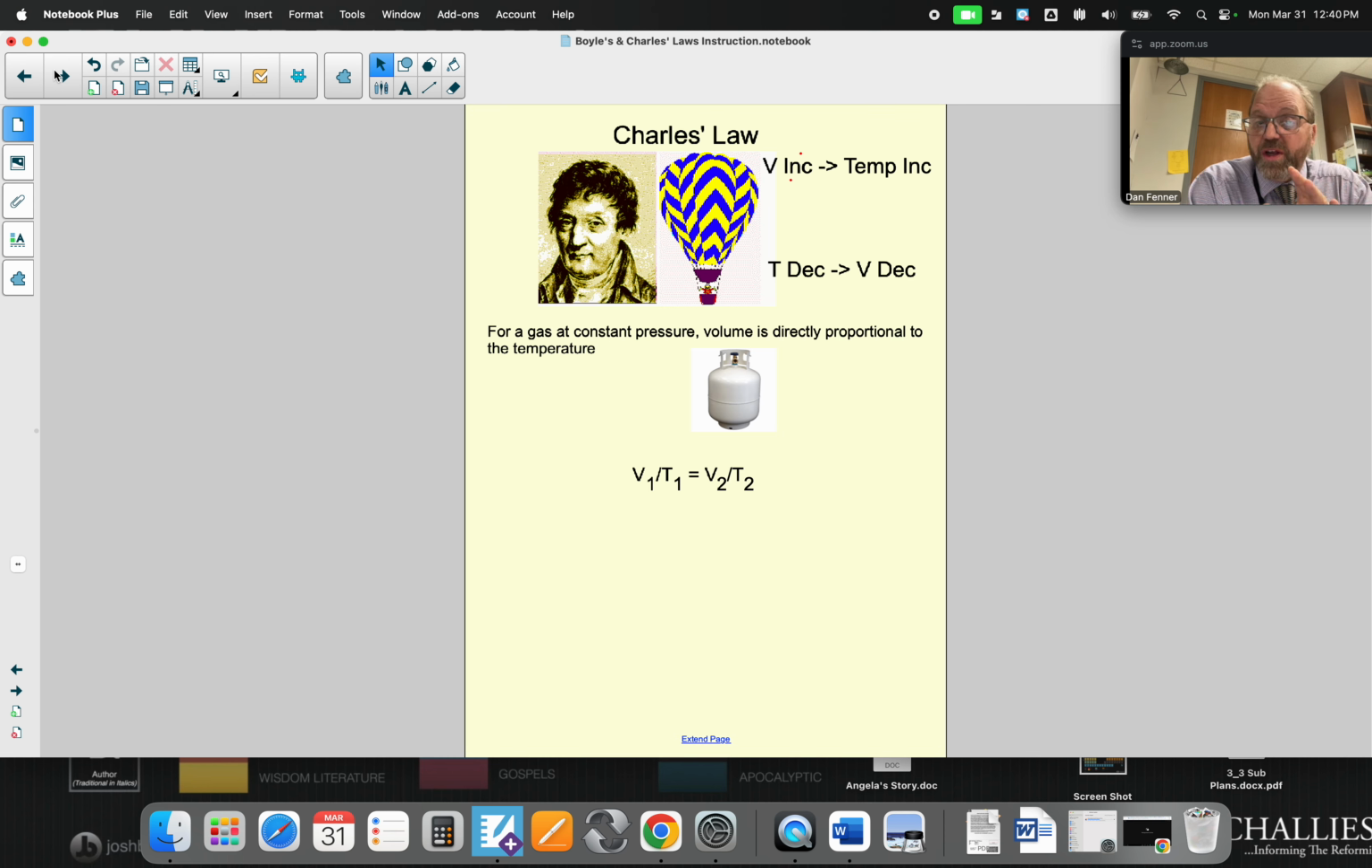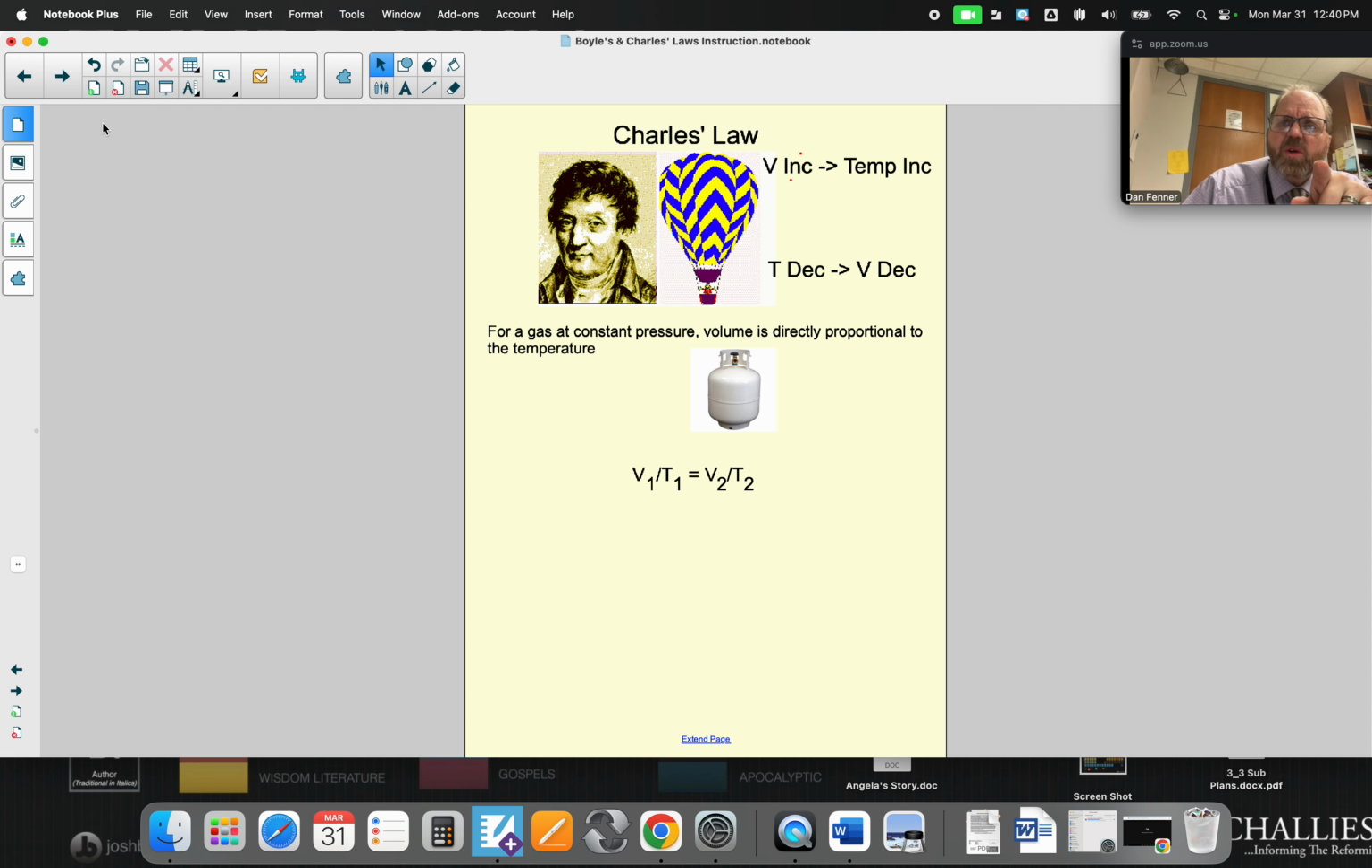Now, Charles, a Frenchman. Boyle was an Irishman. Charles is a Frenchman. For a gas at constant pressure, now, the pressure is not going to change, volume is directly proportional to the temperature. So as one goes up, the other one goes up. Think about a balloon, like a helium balloon, and you hold it on all night. At night, the balloon shrinks because as temperature decreases, volume decreases.